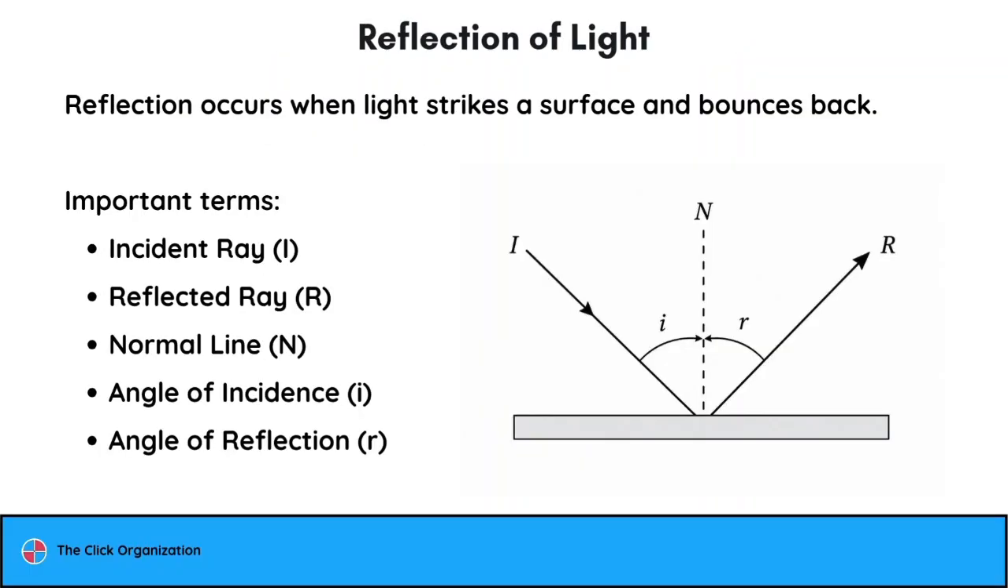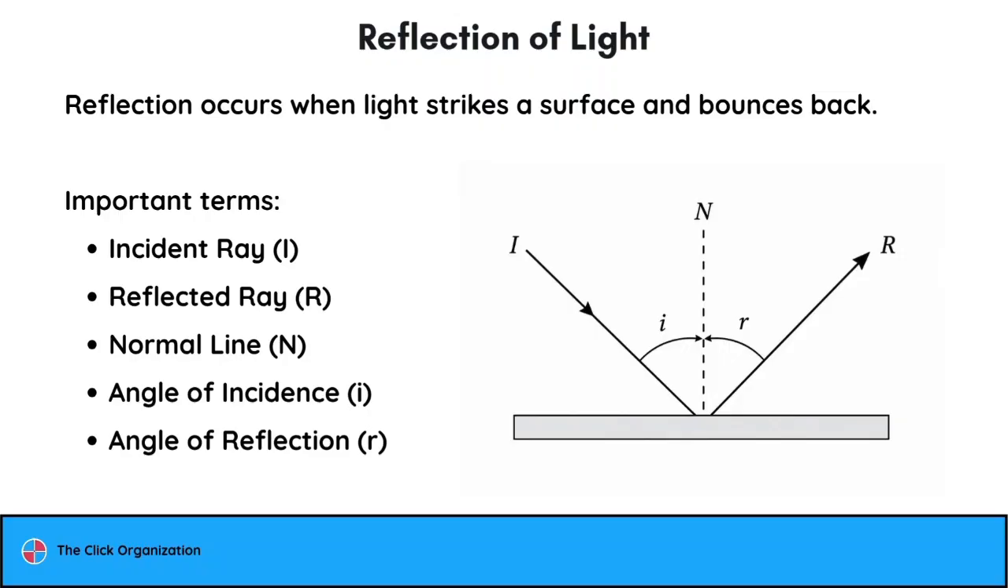Okay, we will now discuss the main topic of this chapter, which is reflection of light. Reflection occurs when light strikes the surface of an object and returns to the original medium, or bounces back. To understand reflection, we must become familiar with the following terms: the incident ray, which is the incoming ray of light; the reflected ray, which is the ray that bounces back. The normal line is an imaginary line drawn perpendicular to the surface.